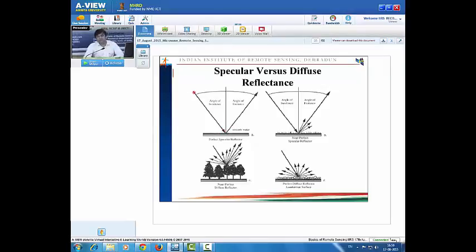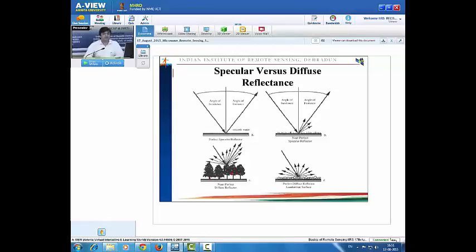Now in this case, the second one is showing the near perfect specular reflectance. These types of surfaces will show some type of scattering phenomena, and some portion of the scattered signal will be returning back toward the sensor. And finally, these features will appear brighter than the perfectly smooth surfaces.